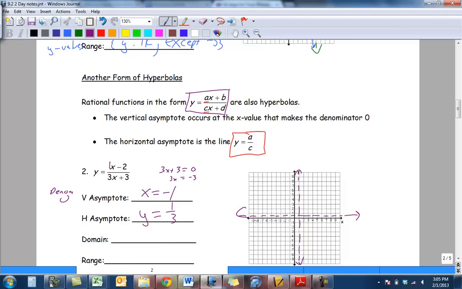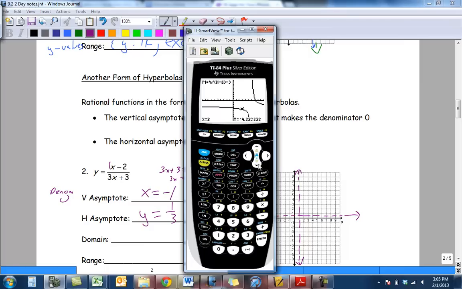All right, so we use our calculator to graph this. Now, once again, be careful with your parentheses. We're going to have to put this whole numerator on top, and in order to make sure the whole thing is on top, use parentheses. Parentheses, x minus 2, close parentheses, and then divided by a new set of parentheses for the whole denominator: 3x plus 3.